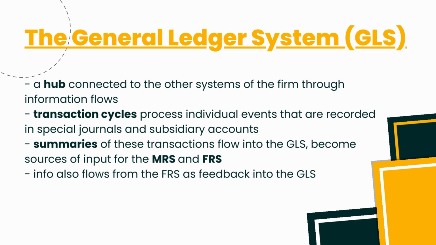To start off, what is the General Ledger System? The General Ledger System is a hub connected to the other systems of the firm through information flows. Transaction cycles process individual events that are recorded in special journals and subsidiary accounts. Summaries of these transactions flow into the General Ledger System, and they become sources of input for the Management Reporting System and Financial Reporting System, which I will discuss later on. Information can also flow from the Financial Reporting System back into the General Ledger System as feedback.